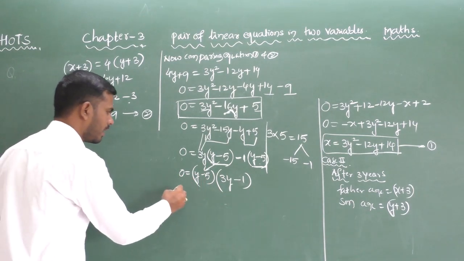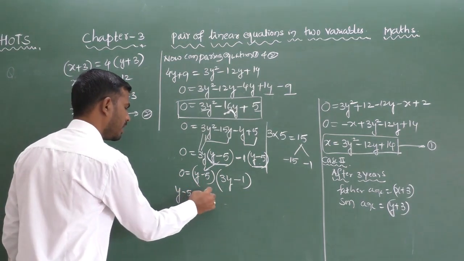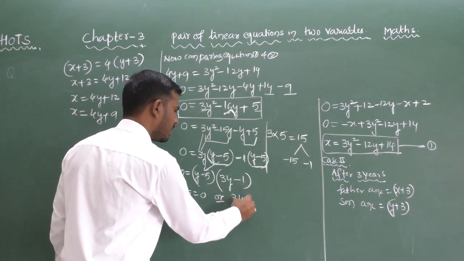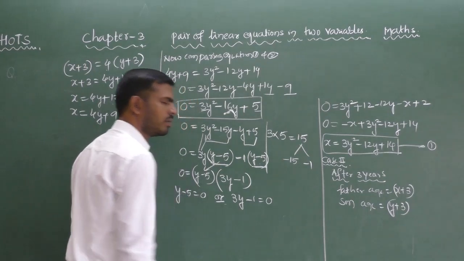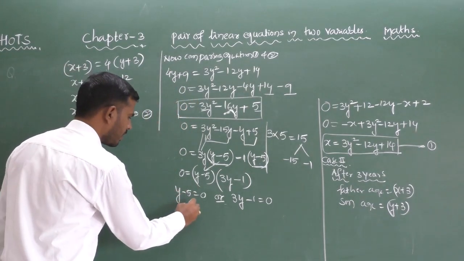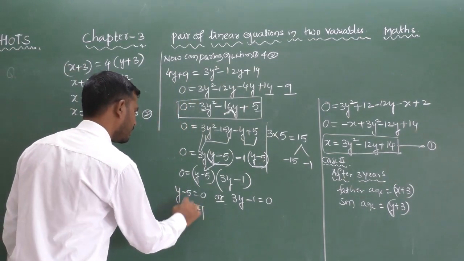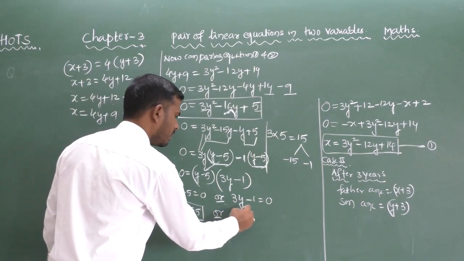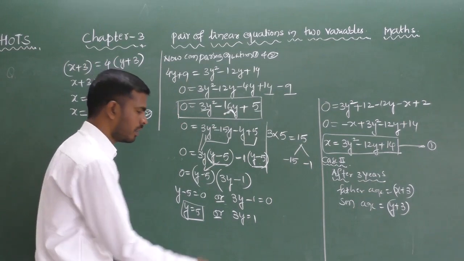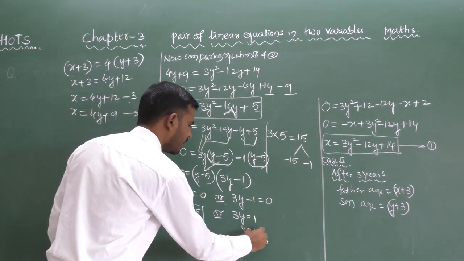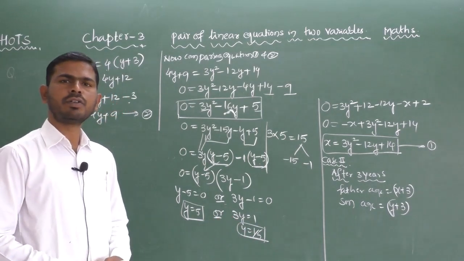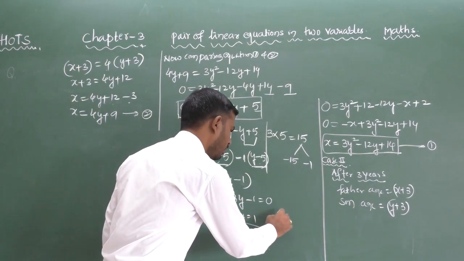Next, the first bracket is equal to 0 or the second bracket is equal to 0. So that's why I write here y minus 5 is equal to 0 or the second bracket 3y minus 1 is equal to 0. So y is equal to 5, or we can write 3y is equal to 1. Next step, y is equal to 1 by 3. So 1 by 3 you can ignore it.